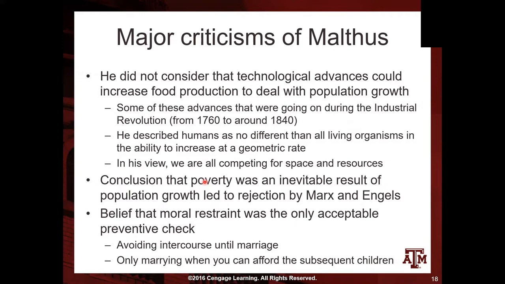So all this theoretical debate between Malthus, Marx, and Engels was exactly about what is the cause and what is the consequence, population growth or poverty. Another criticism: Malthus believed that moral restraint was the only acceptable preventive check. Because of his religious background, his main point was that we cannot have birth control in our societies, right? So the way to restrain fertility in order to avoid people having too many children was to avoid intercourse until marriage, and only to get married when you had enough resources, when you were economically stable enough to have children, right? Now, because of his religious background, that's how he saw it. Abstinence, postponing marriage.